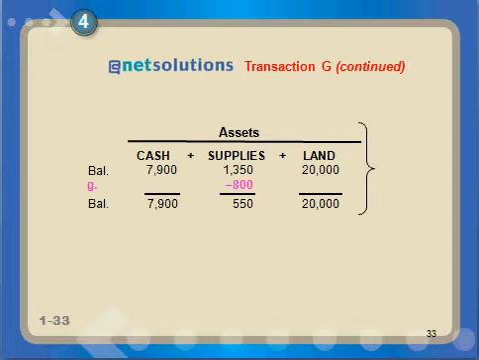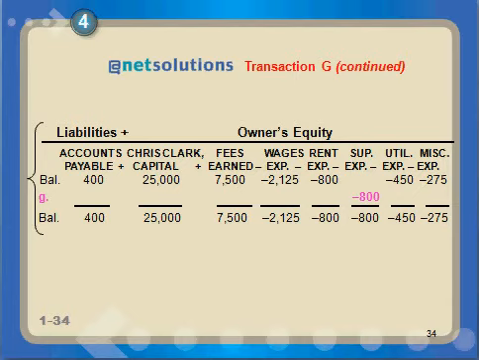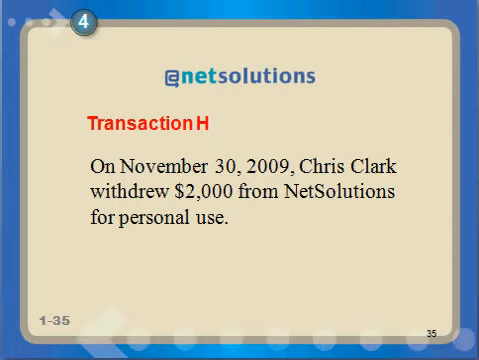So on the left-hand side, we still have our $7,900 cash, but we only have $550 of those supplies left, which is an asset, $20,000 in land, and when we total up this side of the equation, we get $28,450. And when we go to the other side, the only thing that we do is we add a new expense account called supplies expense, and we put that $800 in there. So when we total up this side, we get the same thing we had on the left, and we're still in balance.